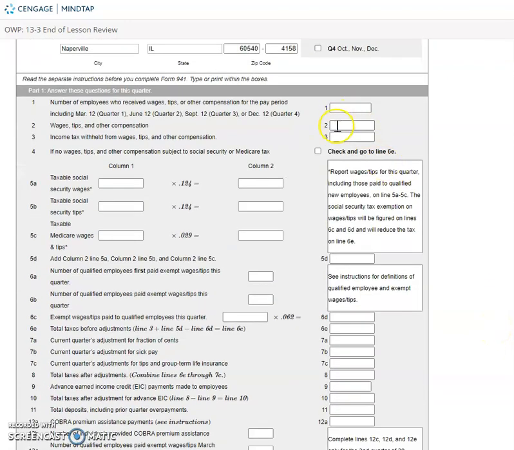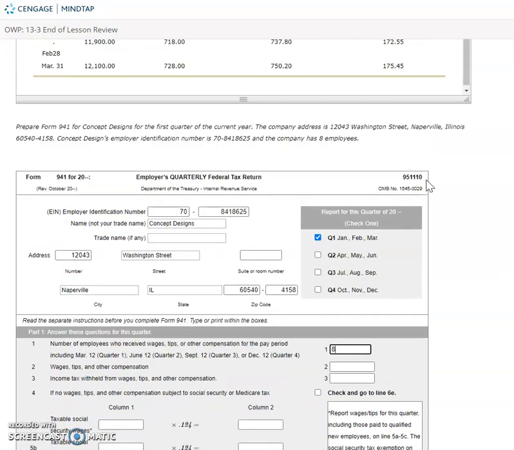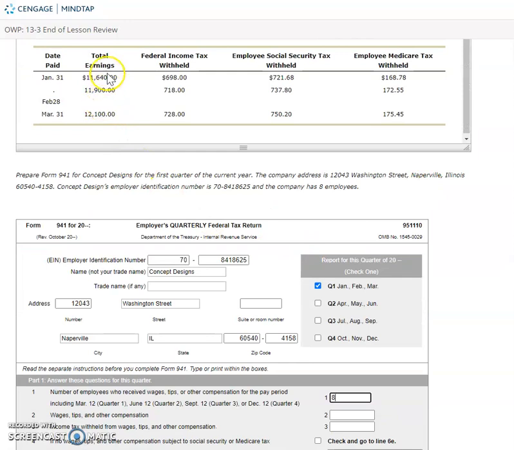Okay, then I'm going to go down and I'm literally going to go row by row. Like I said in the lecture video, these labels over here on the left are pretty straightforward to help us answer what needs to go into those boxes. So the number of employees that was given to us in the directions, that is our 8. Next is going to be our wages, tips, and other compensation. So to look at that, I'm going to scroll up to the top, and they're giving us our total earnings for the 3 months. I need to add those 3 months of earnings together.